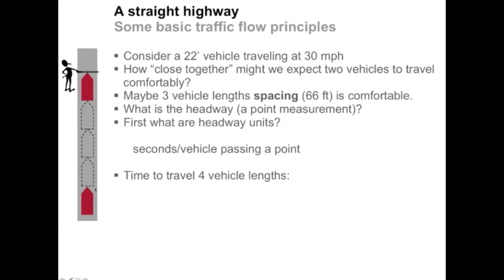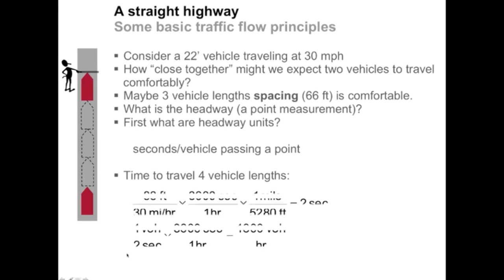So from where the nose of this second vehicle is up to where the nose of the first vehicle is, you can see that's a total of 4 vehicle lengths. It's the spacing, which is 3, plus the length of the first vehicle, which is 4. So in order to do that calculation, we can again use dimensional analysis.